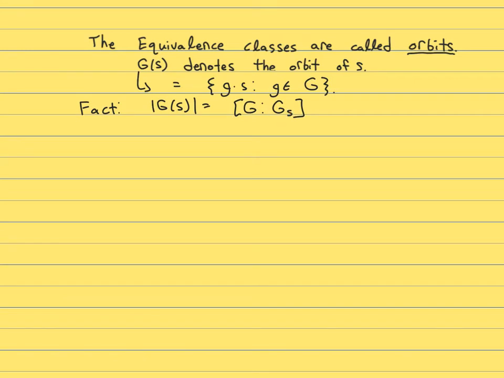I sometimes see this stated as the orbit stabilizer theorem, because it's usually stated in a different way. It's usually stated as the size of G is the size of an orbit times the size of a stabilizer. And you can see how these two are related.